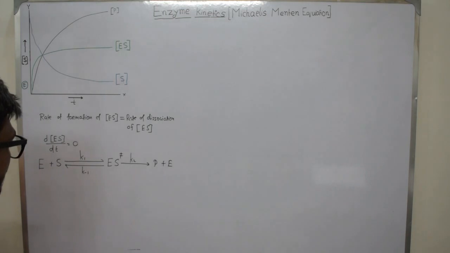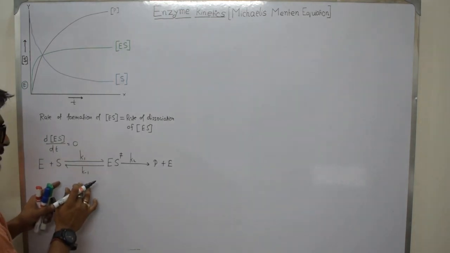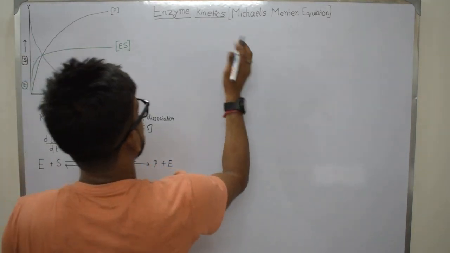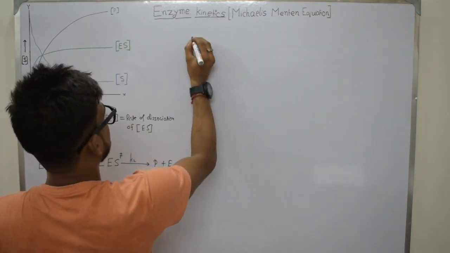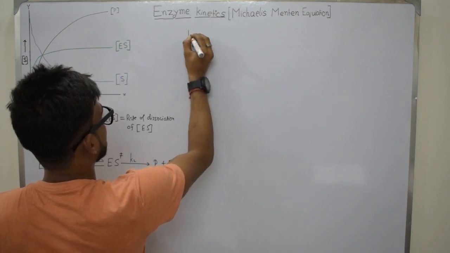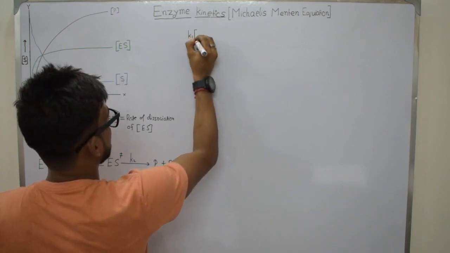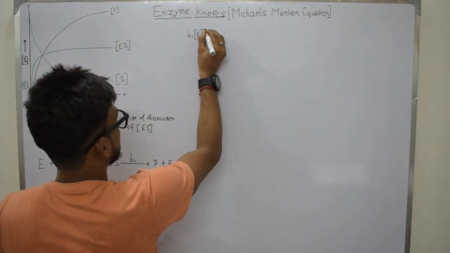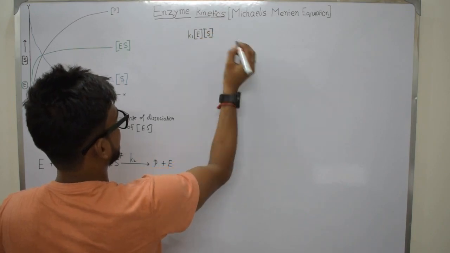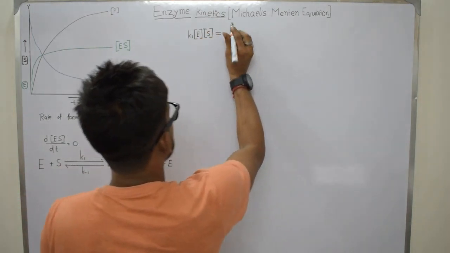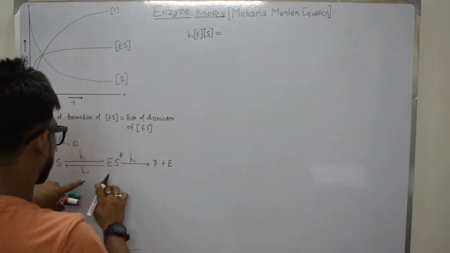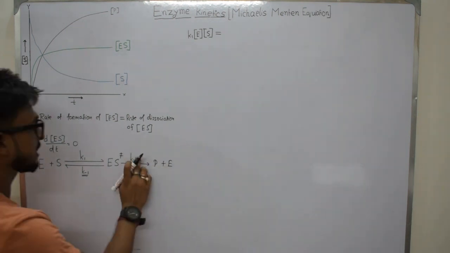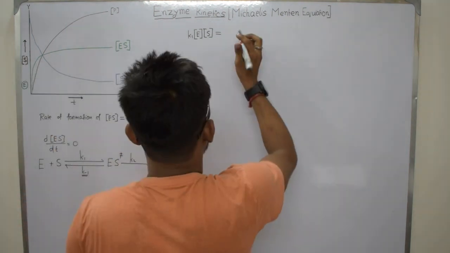Now if we look at the rate of the formation of the enzyme substrate complex, we can write it like this: k1 times the concentration of enzyme and the concentration of substrate is equal to the rate of dissociation, because we will see the rate of this reaction and the rate of this particular reaction. These two kinds of reactions are put here.